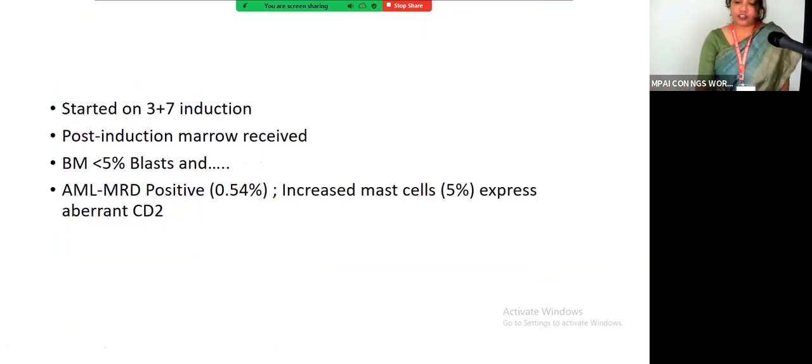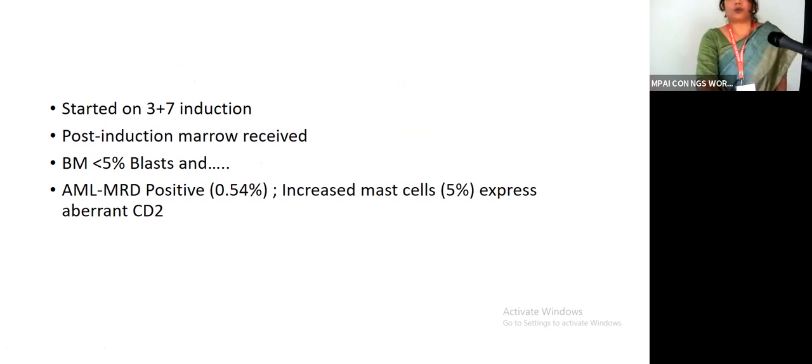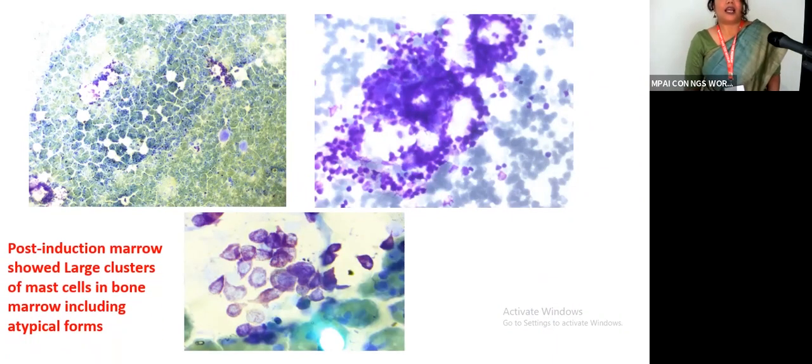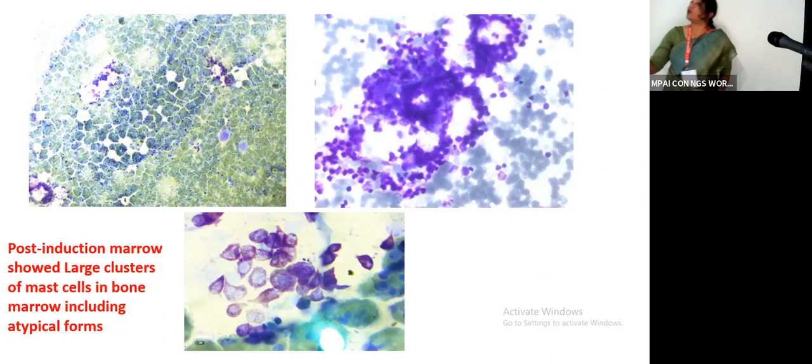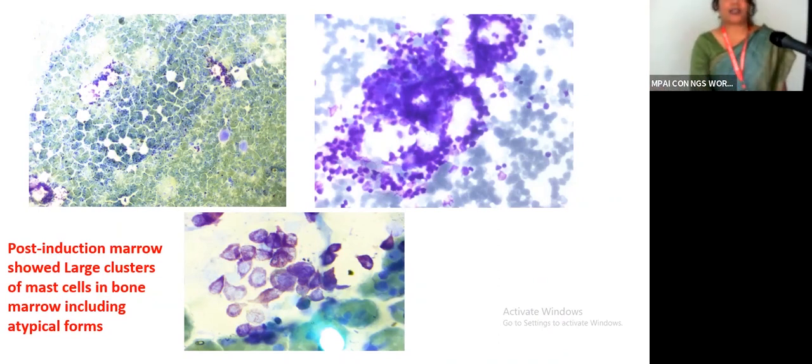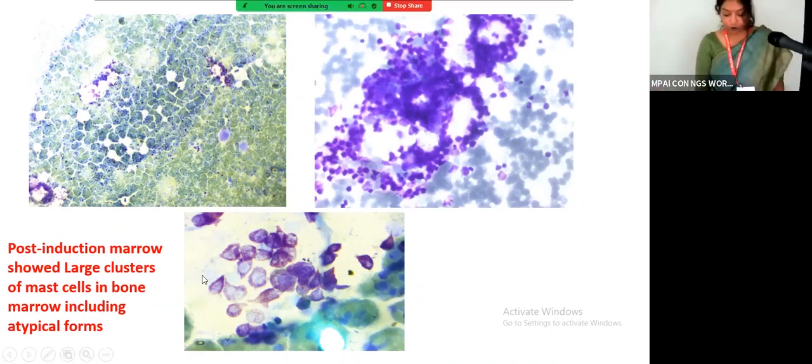It was started traditionally on 3+7 induction. The first induction marrow was received, and the MRD was positive, with a small signal present. There were increased mast cells which expressed aberrant CD2. The mast cells were less than 5%. The post-induction marrow was in remission, more or less. The blasts were not increased, but they showed large clusters of mast cells in the bone marrow, including atypical forms.